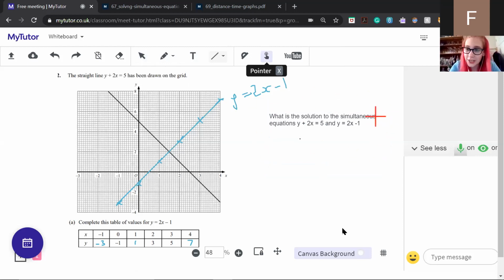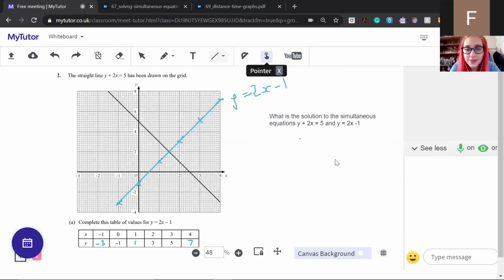This actual question means, where is this true and this true? So what values of x and y can I pick so that when I take y and I add it to twice x, I get 5, and when I take y, it's the same as twice x minus 1? What are the values where both of those are true?